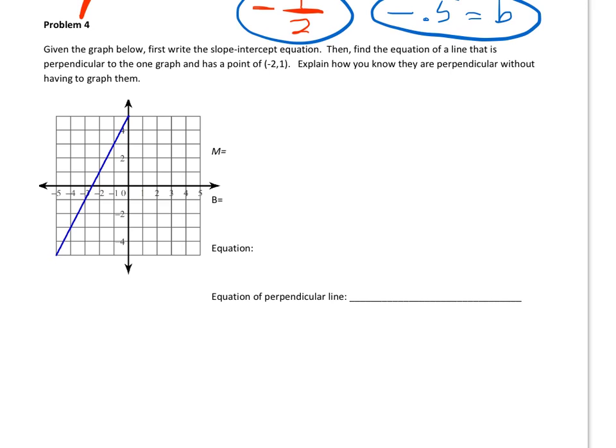Given the graph below, first write the slope-intercept equation. Then find the equation of a line that is perpendicular, again opposite reciprocal is going through my mind, to the one graphed and has a point of that. Explain how you know. Alright, so to write the equation of any line, I first have to find the slope. So I need my points.